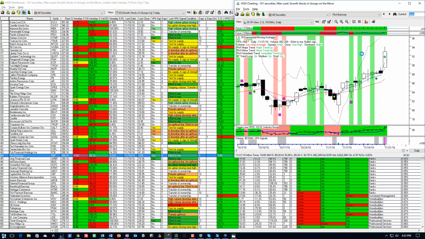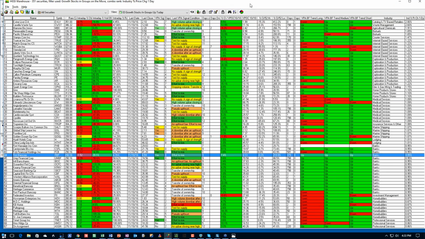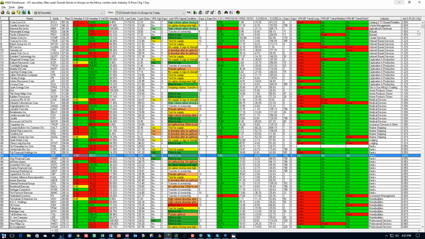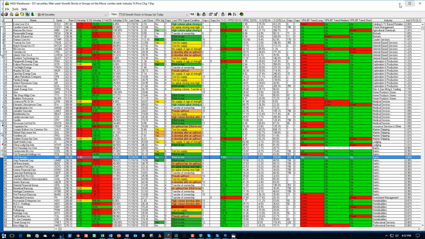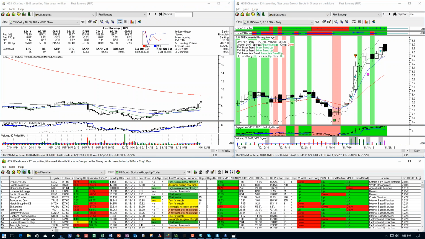Let's just take a look at First Bancorp. This is one that I did have in my watch list, but obviously I didn't. What am I doing wrong here? There we go. It was in my watch list because of right here, the pullback and then the move up. Now, if I'd have taken the trade yesterday when I should have, I'd have been in at this point, a little bit behind on it.